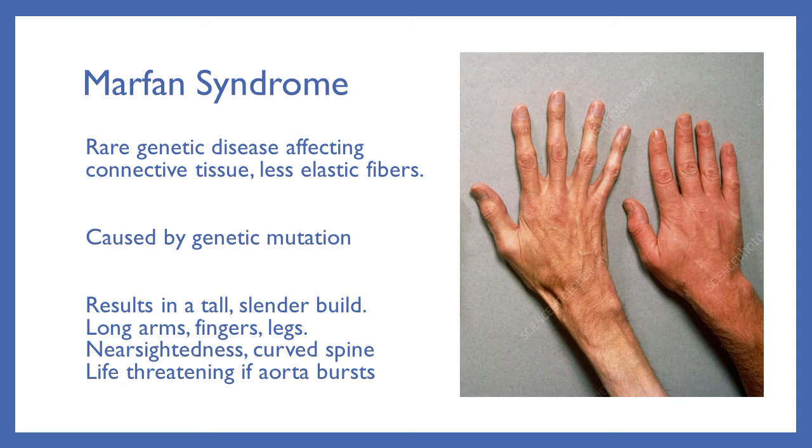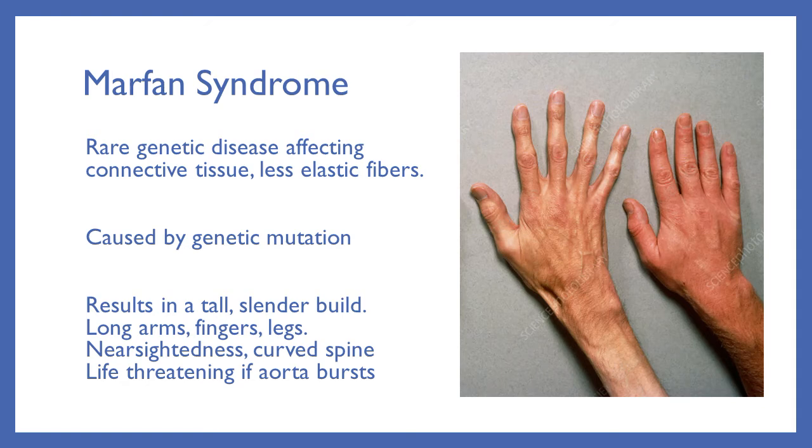There's a syndrome called Marfan Syndrome. And this is a rare genetic disease that affects your connective tissue, resulting in less elastic fibers throughout the body. Now, this is caused by a genetic mutation, and one of the main things that we're able to see visually of someone with Marfan syndrome is they are taller and slender. They have long arms and long fingers. They are often nearsighted, because we do require elastic fibers to help us with focusing with our eyes. They might have a curved spine.